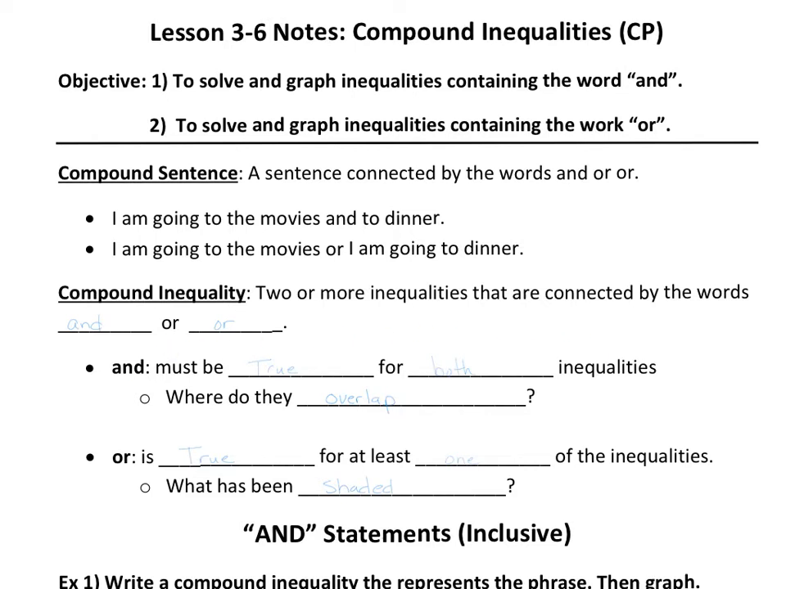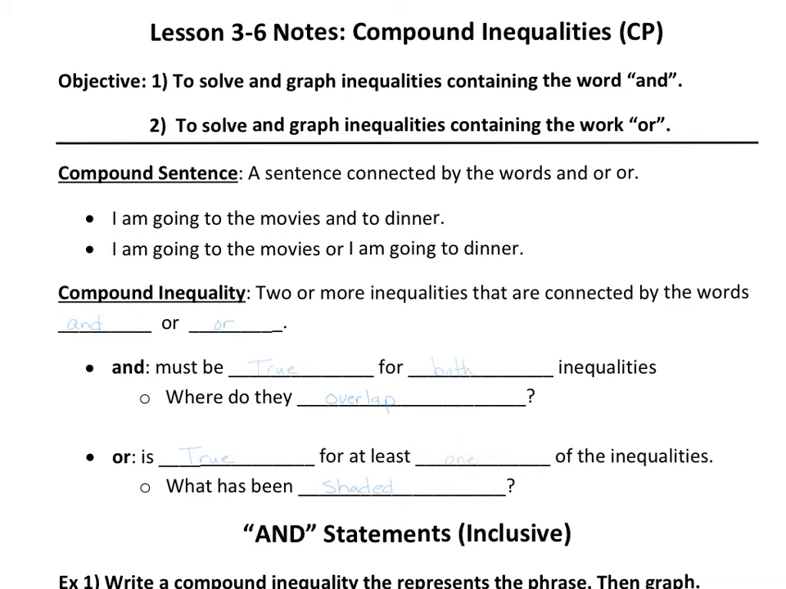Okay, and then the other one is I'm going to the movies or I am going to dinner. Now, just by changing that one word, that changes what's going to happen. In this case, I'm either going to go to the movies or I'm going to go to dinner. So only one of the two parts needs to be true. So if I come down here, or it's true for at least one of the inequalities. It doesn't have to be true for both, just at least one, okay?